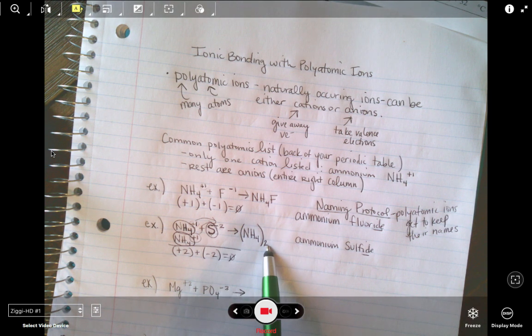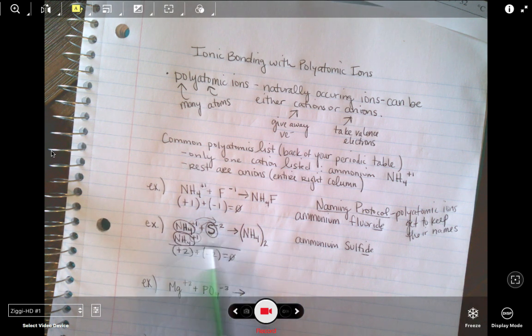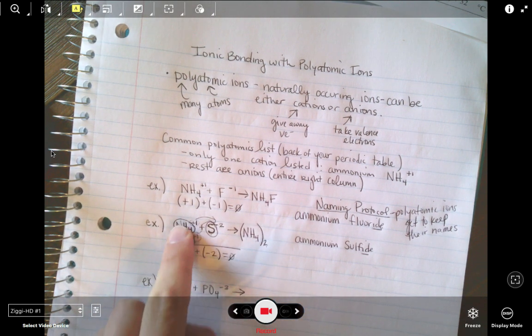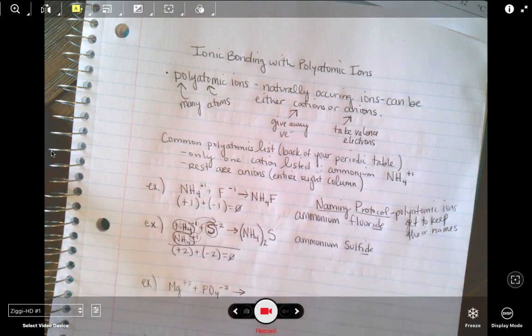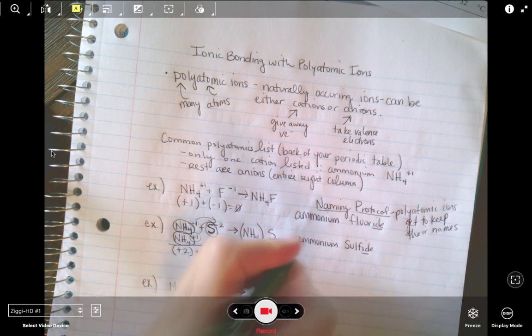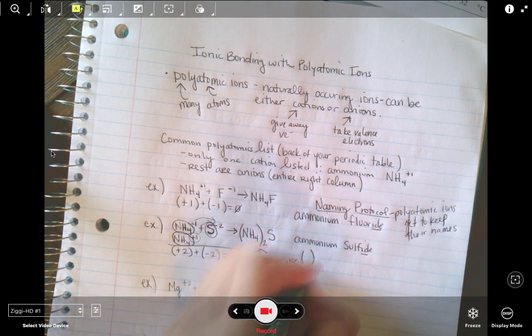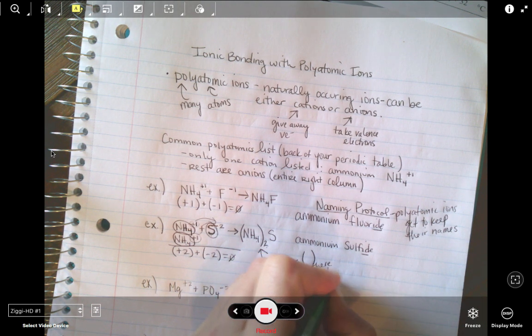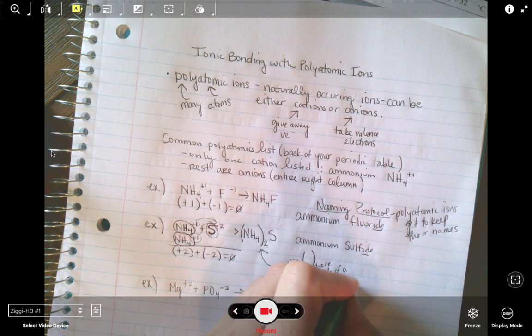So remember that this subscript right here is the ratio of what it took to balance the charges, which is not the same as this subscript in here, which gets a little confusing. So the subscript 4 belongs to the hydrogen, just saying that there's 1 nitrogen and 4 hydrogens. And this subscript 2 tells you how many of that polyatomic ion you have to complete the octet rule. So it took 2 of them for every 1 sulfur. So the trick is that you use parentheses when there are multiple of a polyatomic ion.